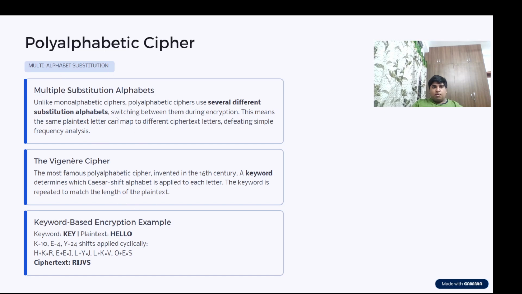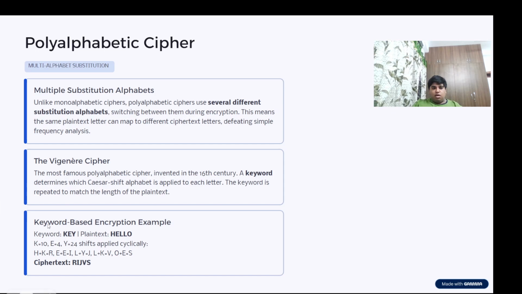One of the examples of this polyalphabetic cipher is the Vigenere cipher, the most famous polyalphabetic cipher, which was invented during the 16th century. The keyword determines which Caesar shift alphabet is applied to each letter. The keyword is repeated to match the length of the plaintext.